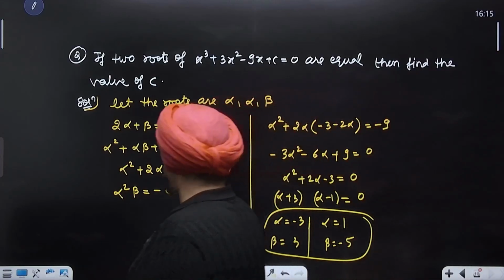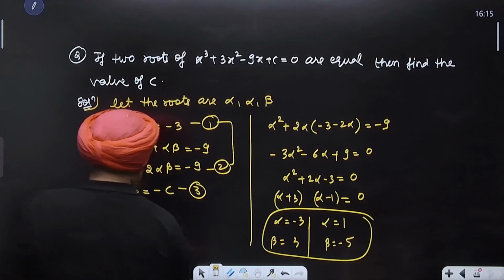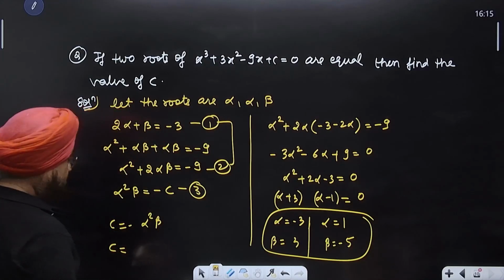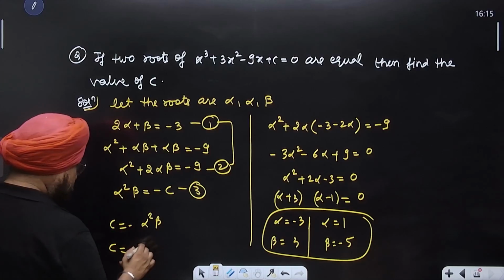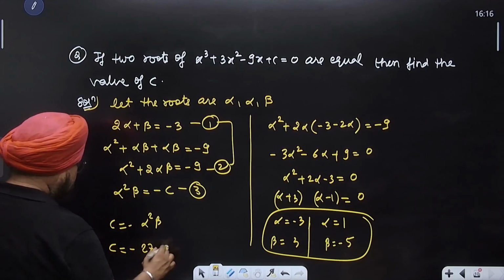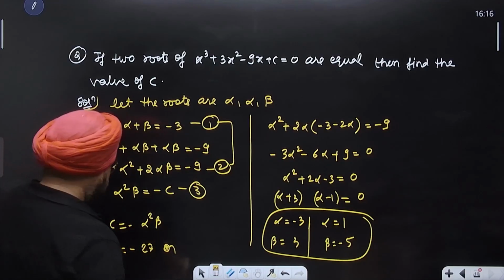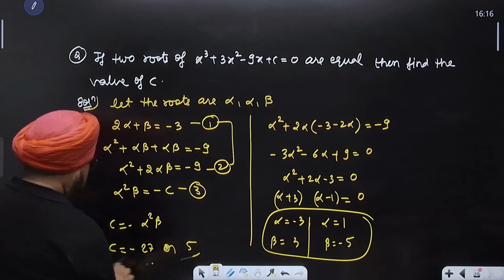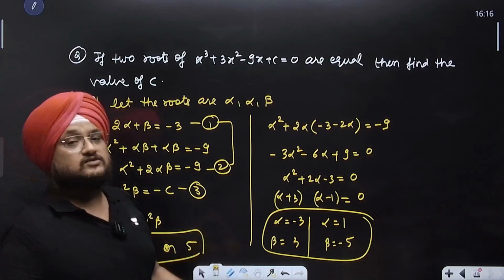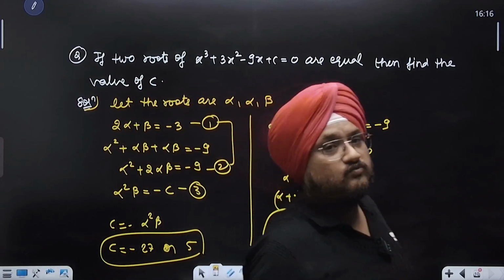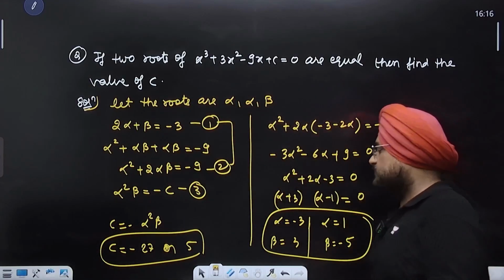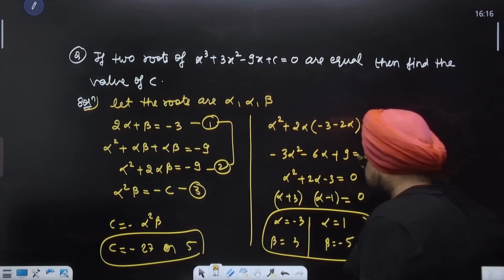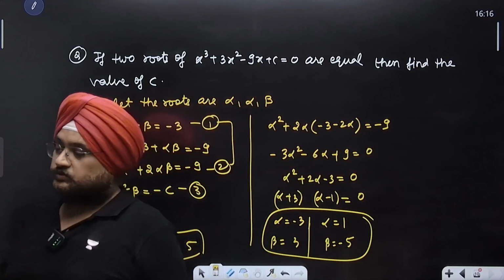Put these values in c is equal to minus alpha square beta. So we have two values of c, minus 27 or 5. There can be two values of c, 5 or minus 27. So this was quite a simple problem.